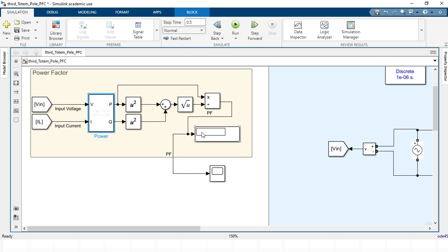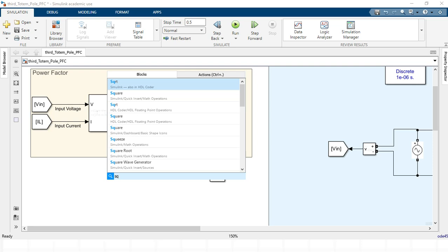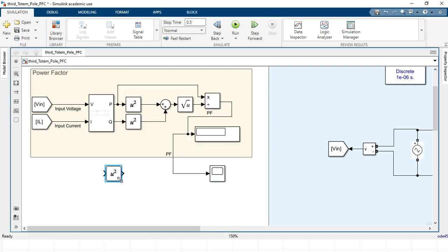Now what is the power factor formula? I have told you, it is P divided by the square root of P square plus Q square. I am just doing the same thing here. I have taken P, and I am using one math function, the square function.